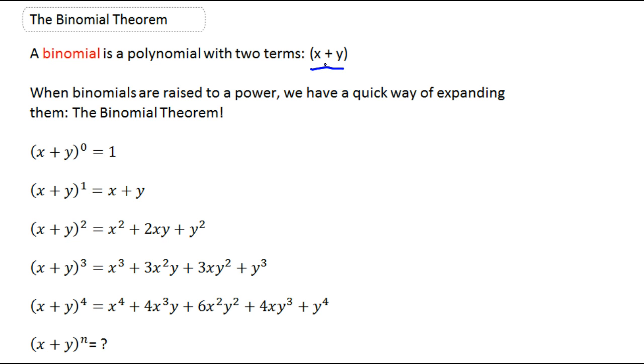So let's look at what we're talking about. If I raise x plus y to the 0 power, it equals 1. X plus y to the first equals 1x plus 1y. X plus y squared is x squared plus 2xy plus y squared, and so on. So what would happen if we raised x plus y to a really big number? Well, fortunately we have the binomial theorem to help us get the answer to that.